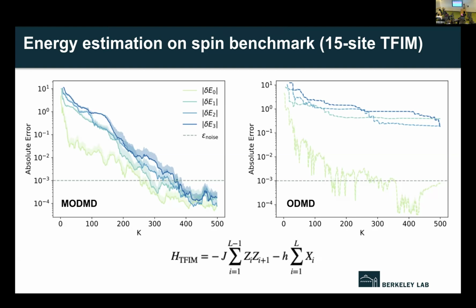So here we see the MODMD, the multi-observable version, really converges pretty rapidly across all the low-lying energies, especially for excited states where the single observable version tends to stagnate. But I want to say that although the excited state energy convergence looks worse here, the ground state convergence we showed in previous work is really comparable to some of the state-of-the-art methods, or even better in some cases. So the right figure is not really doing badly at all for the ground state.